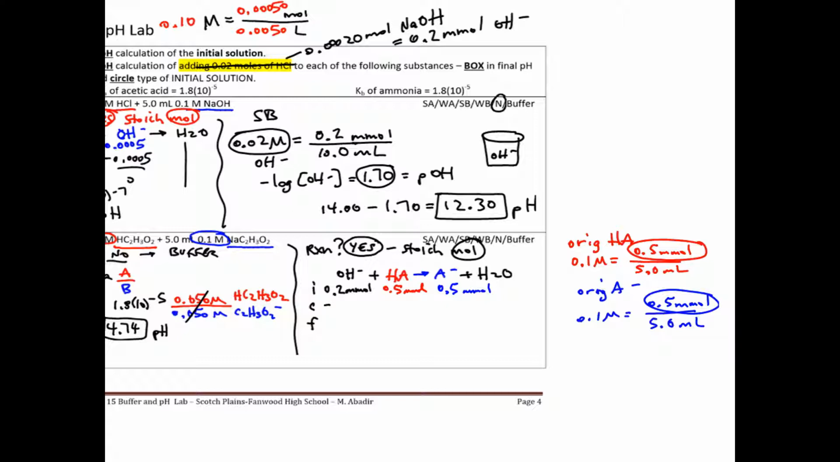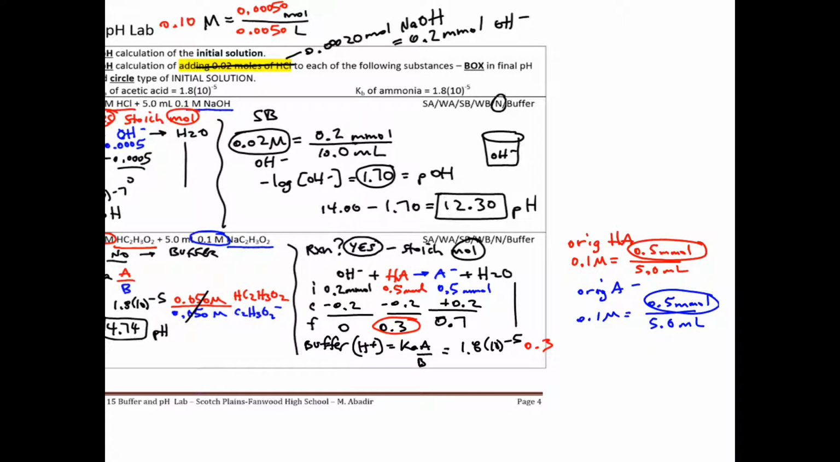Okay, so we're going to get rid of all 0.2 of the OH, add 0.2 over here. We don't care about the water. So that's 0. This is 0.3 and 0.7. Now I have a buffer because I have both a weak acid and its conjugate base. So therefore I'm going to use the buffer shortcut. I'll use the Ka shortcut since I know the Ka. So 1.8 times 10 to the minus fifth. I put the acid on top, which is the 0.3. I put the base on the bottom, which is the 0.7.